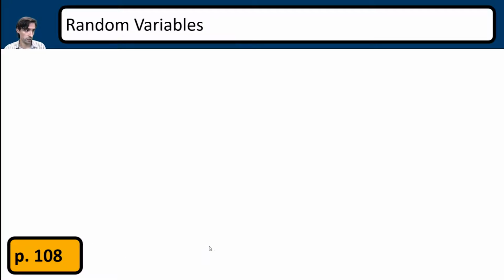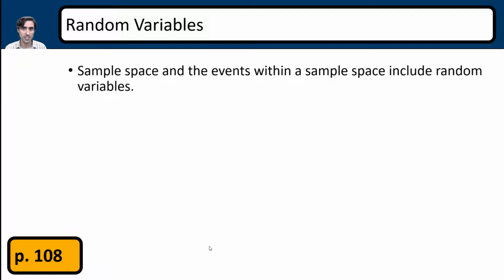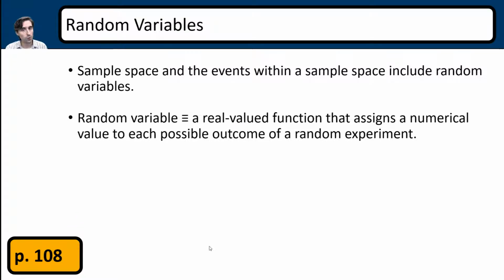With random variables, the sample spaces and the events within a sample space include all randomizations, or the random variables. So a random variable is a real valued function that assigns a numerical value to each possible outcome of the event. So in the last slide, there were 4 different examples. What are the probabilities of each of those?